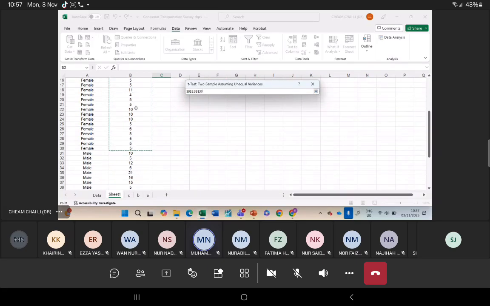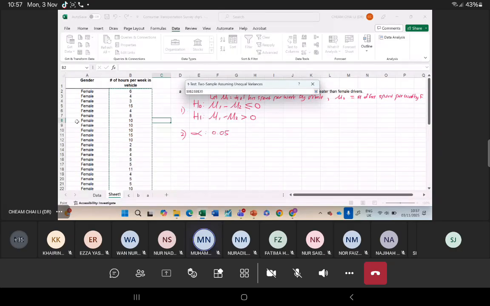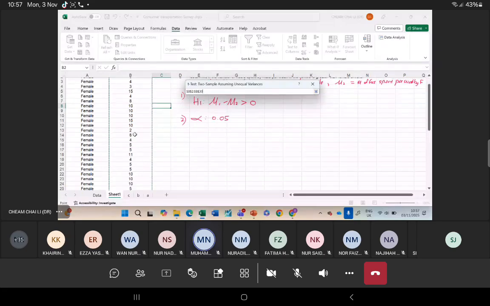Kita nak cari mean. If you select female, yang ni text kan, dalam text atau kategori, Excel tak boleh carilah sebab yang ni bukan nilai. But we need the number, right? We have to look for the mean. So female semua dah select. Okay, you can pull this down.